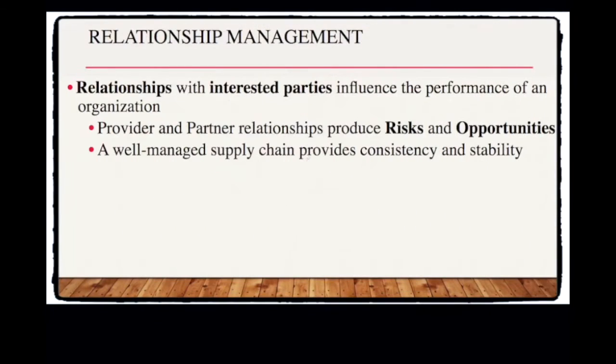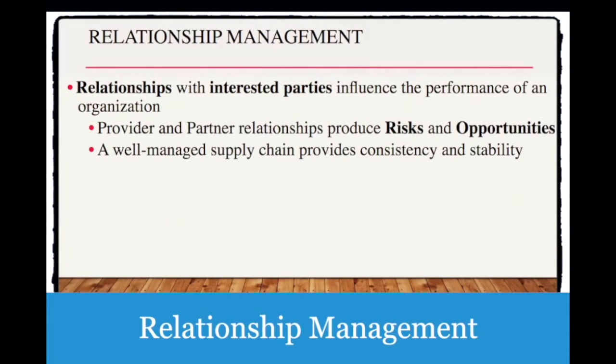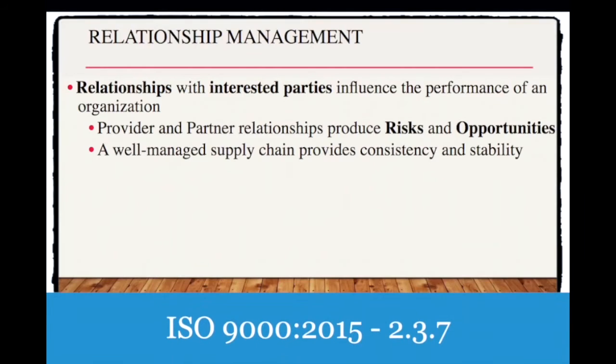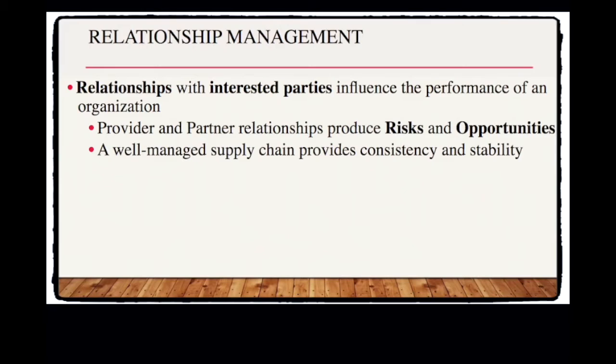Relationship management is a new principle in the ISO 9001-2015 standard. Relationships with interested parties influence the performance of an organization. Relationships with providers and partners will certainly produce risks as well as opportunities. These risks and opportunities can feed into the organizational risk-based thinking. A well-managed supply chain provides consistency and stability of the organization.